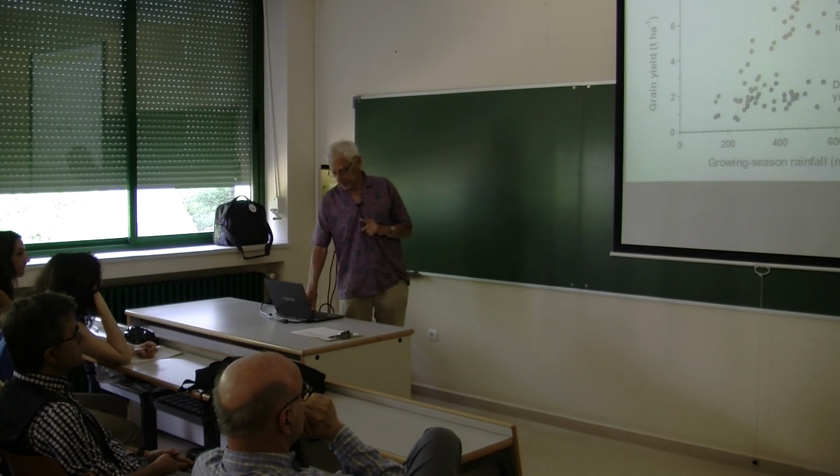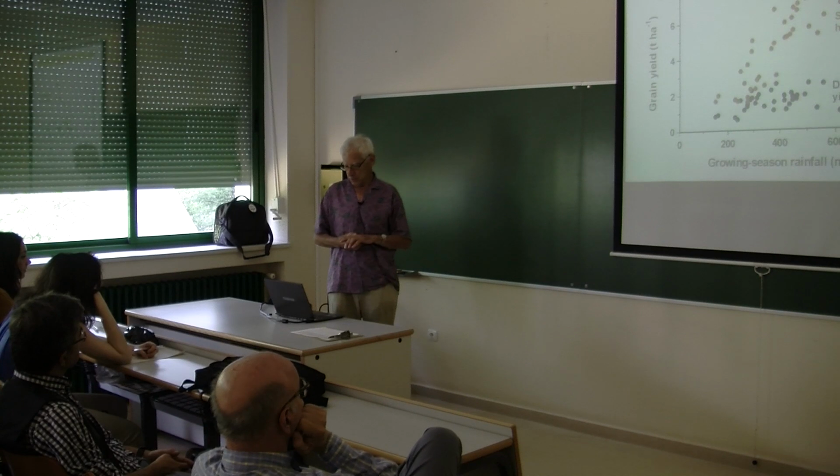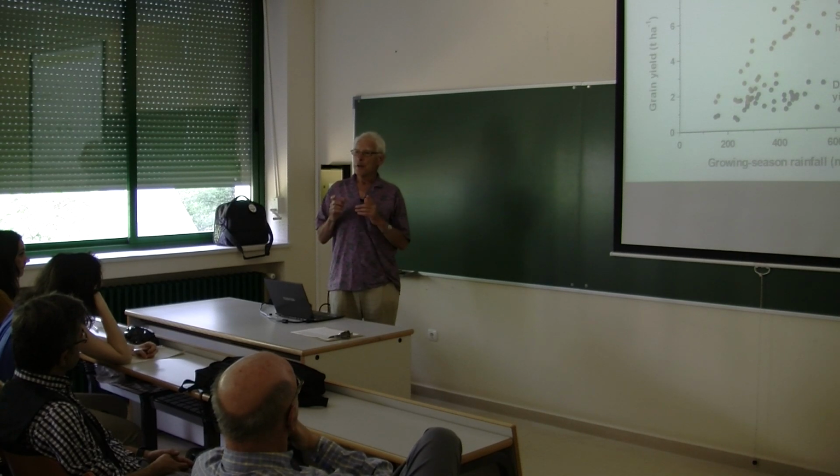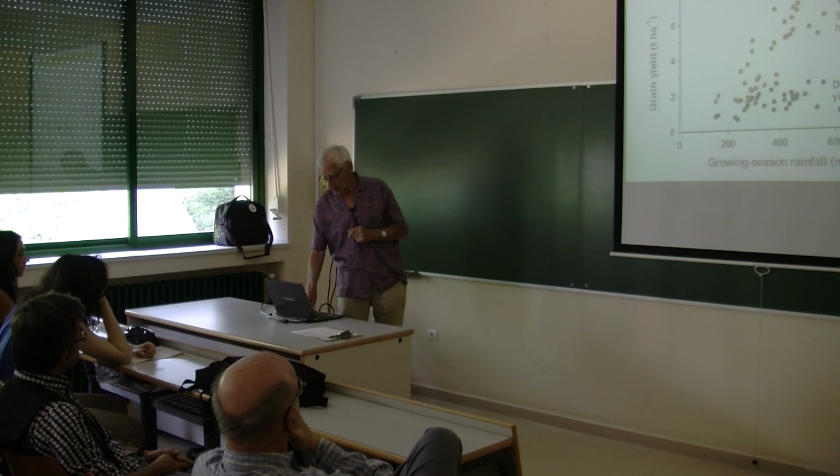So back to this one. Why were there no responses to growing season rainfall during that time? Well, the shorter answer is that the farmers were aiming for 2 tonnes of yield, and they got 2 tonnes of yield on average. Why?